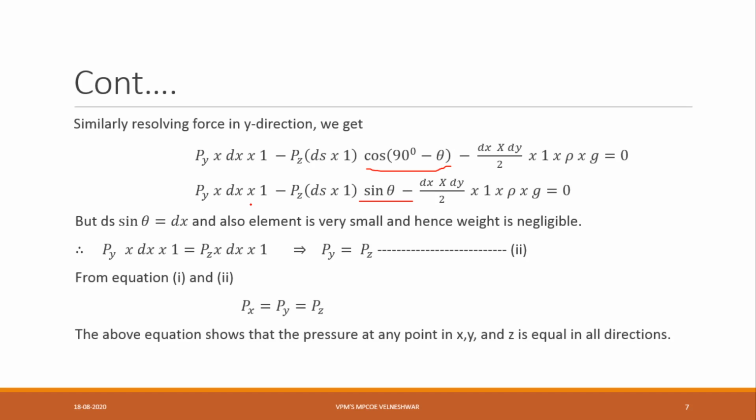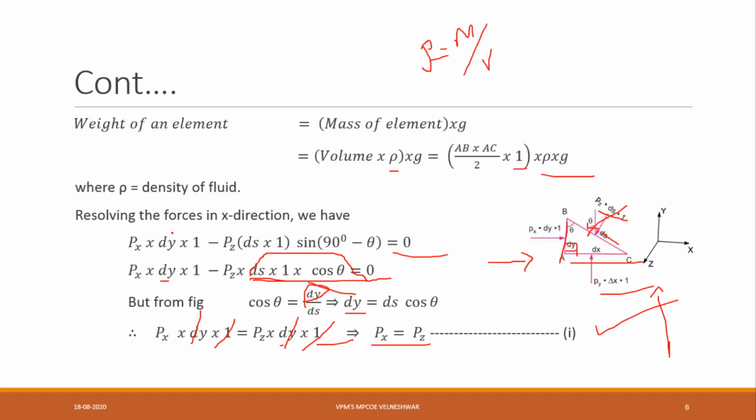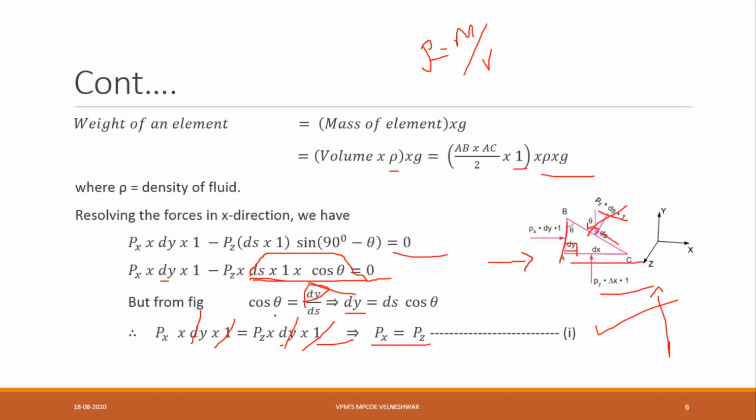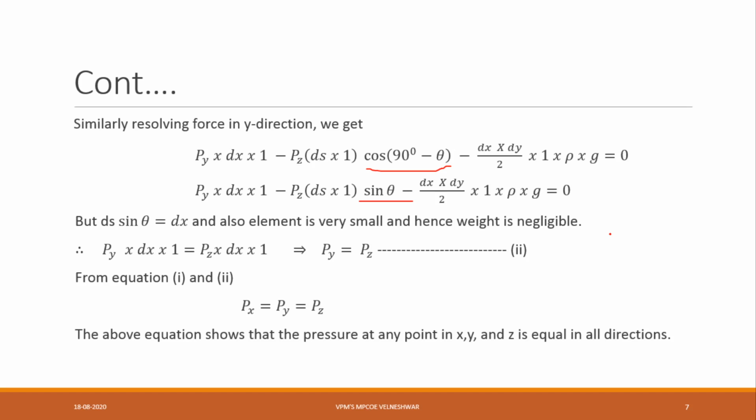Now, what is the formula for sin theta? Sin theta is equal to dx divided by ds. That is adjacent side divided by hypotenuse. So what will be the value of dx here? dx is equal to ds sin theta.